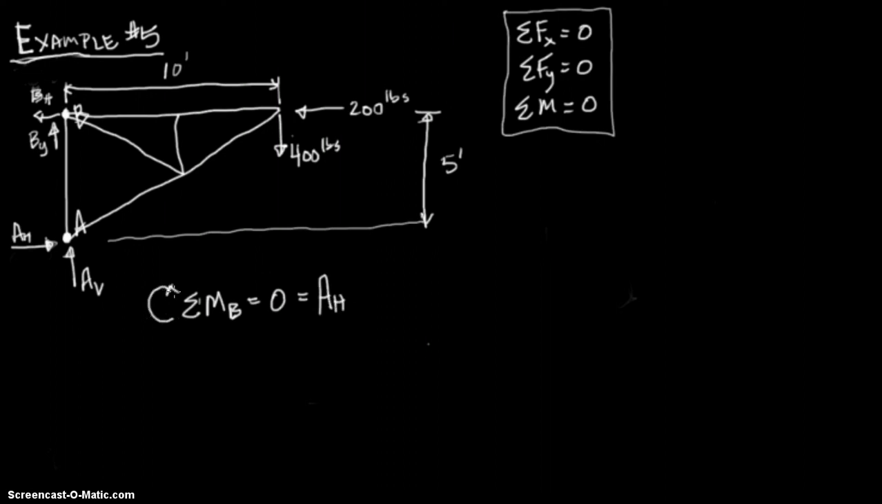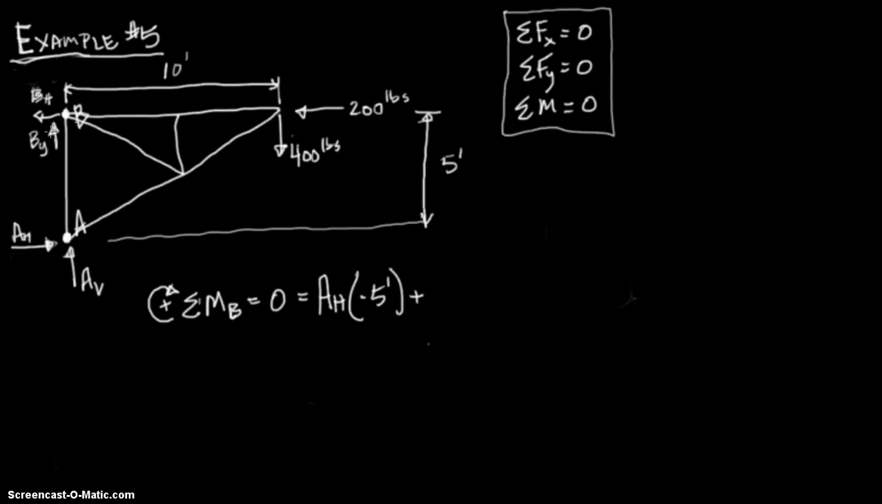Also, when you're doing this, you want to put what your positive moment is over here. Every moment going that way is going to be positive. I'm at B. This moment, AH, is going to induce a moment going that way, so that's negative. So I want to say negative 5 foot. That's AH times the distance it is parallel from the point, which is 5 foot. Negative 5 foot.